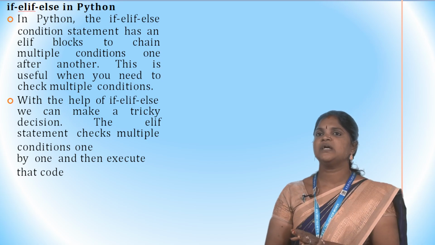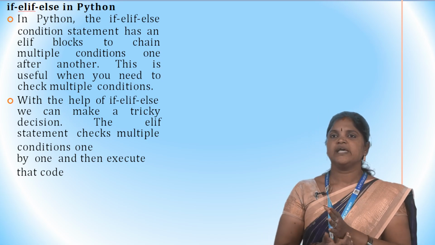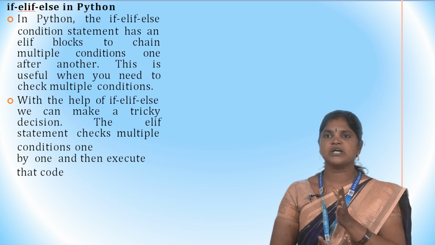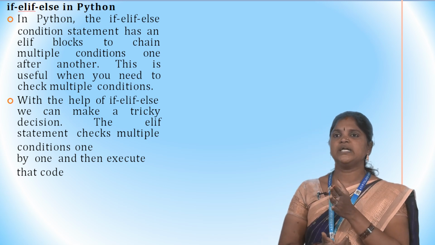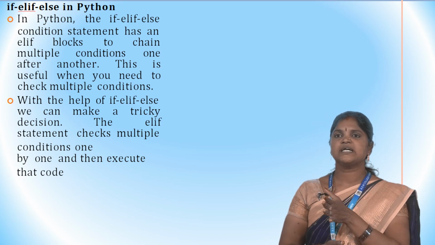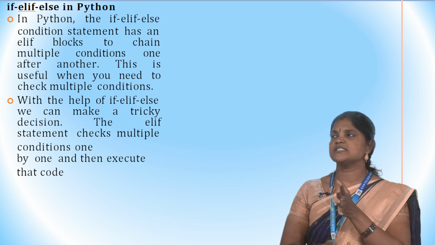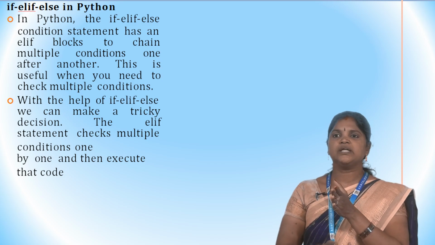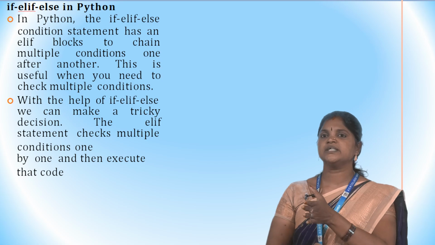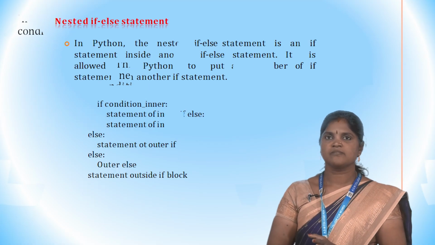Example: print, please enter a value from 0 to 4. x = int(input, enter a number). If x == 0, print you entered x. elif x == 1, print you entered x. elif x == 2, you entered x. elif x == 3, you entered x. elif x == 4, print you entered x. else, print beyond the range that is specified.